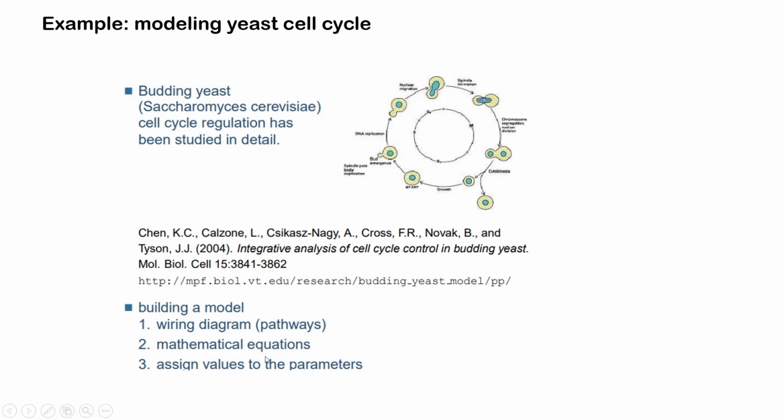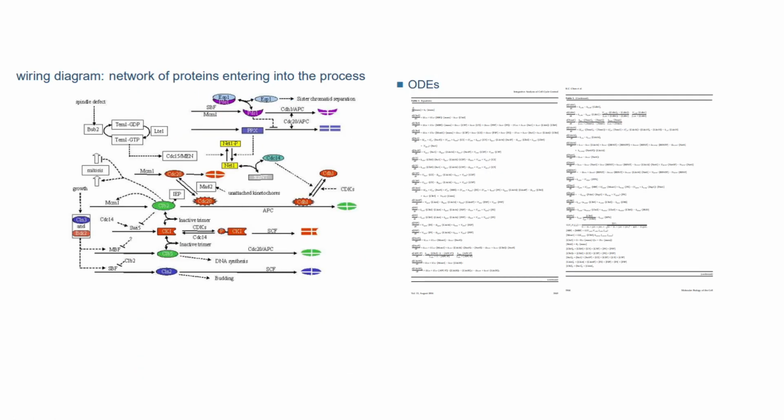First you have a wiring diagram. Basically the pathways, the gene products connecting to each other, the transcription factors, how they are regulating each other and all those things together. You have this wiring diagram. Then you make mathematical equations, basically make ODEs from these, and then assign values to these parameters, just like we saw. So this is the wiring diagram, which is basically the regulatory process describing all the regulations between different genes and transcription factors, and you have a list of ODEs.